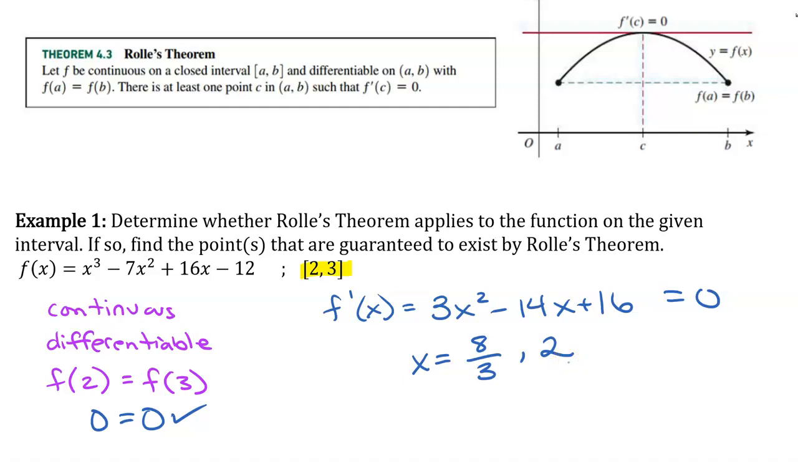Now, the guaranteed part, guaranteed to exist by Rolle's theorem. Now, technically, these two critical values are accurate. However, because we're looking at the interval from 2 to 3, notice that Rolle's theorem only is exclusive. So 2, even though we got it, 2 does not count because it is excluded by Rolle's theorem. So 8/3 is the only guarantee that we've got by Rolle's theorem. Okay.